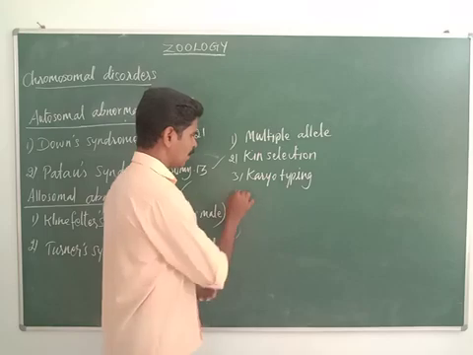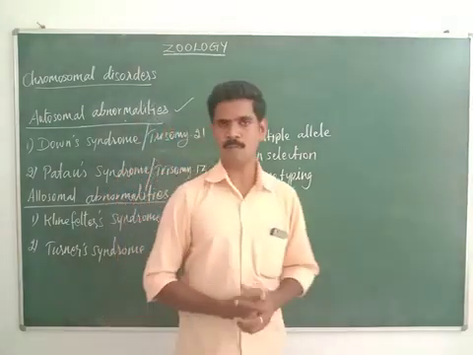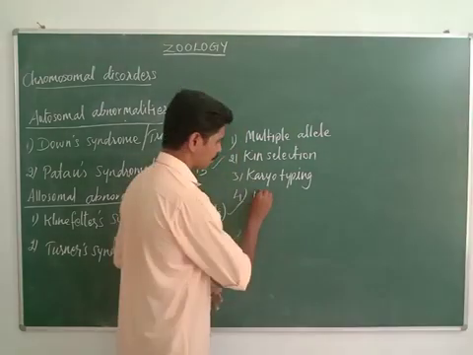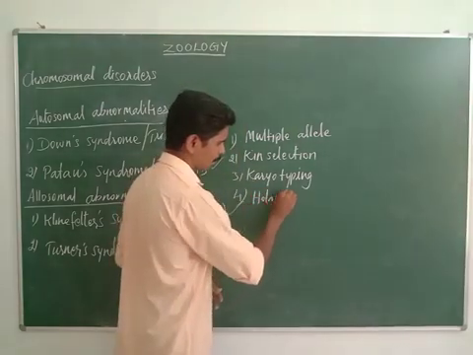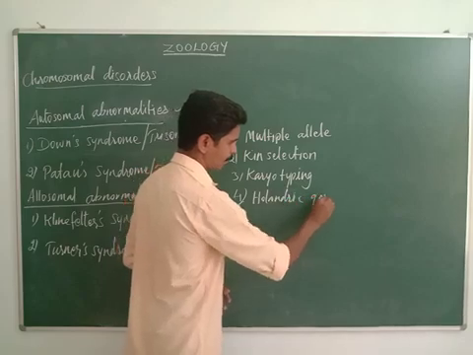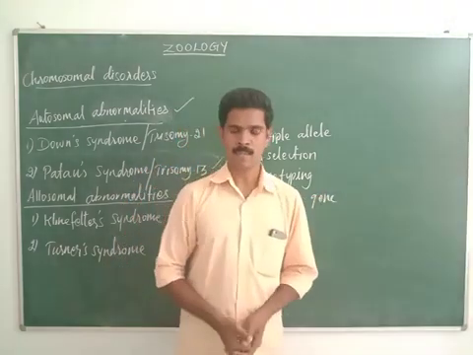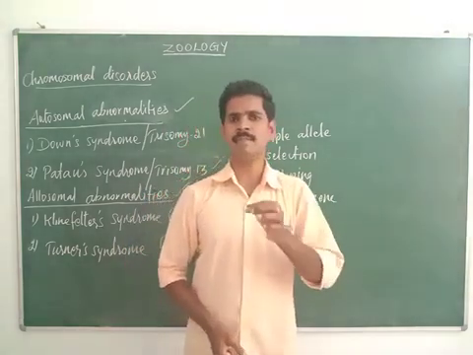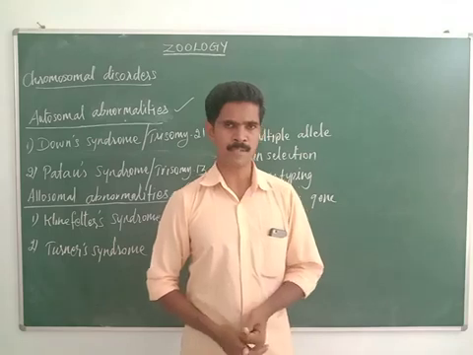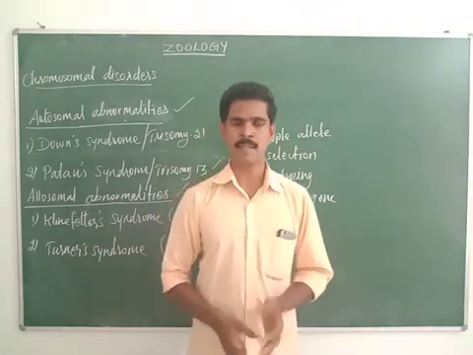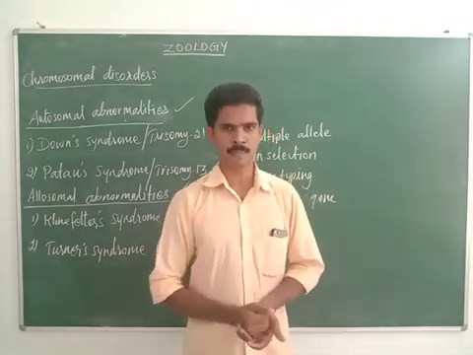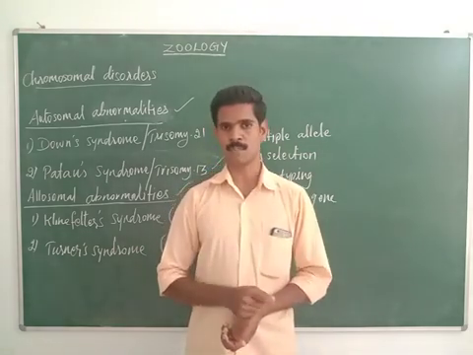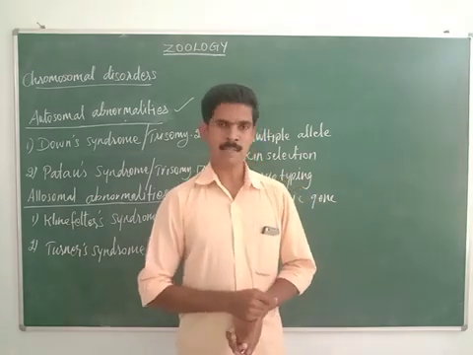Understand? Then the fourth 2-mark question is colon gene. When I explained this topic, I told you that in each and every chromosome a particular number of genes are there. 46 chromosomes are there, and in all the chromosomes a particular number of genes is there. And the genes are also present in the sex chromosomes.